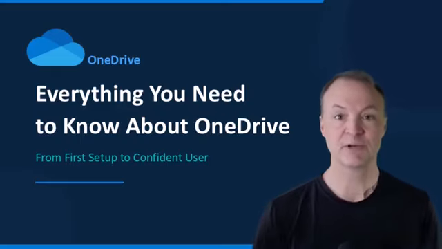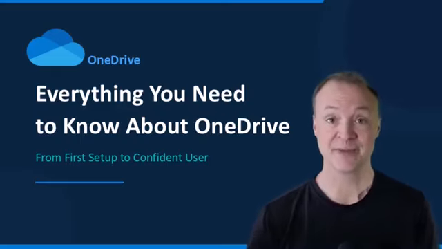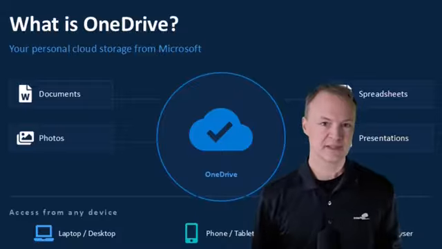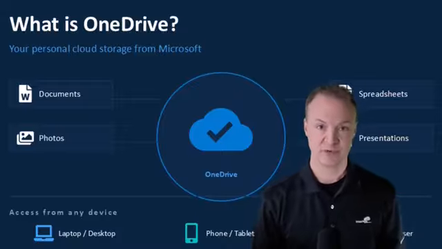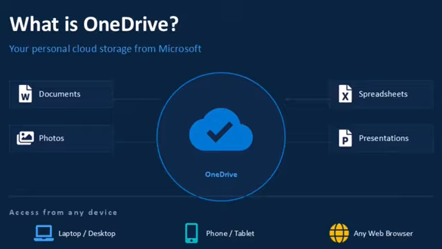In this video, I'm going to walk you through everything you need to know about Microsoft OneDrive. So let's start with the basics. What actually is OneDrive? OneDrive is your personal cloud storage from Microsoft, just like Google Drive is for Google. Think of it as your space in the cloud where all your files, your documents, your photos, spreadsheets, presentations are stored. They're backed up and accessible from any device, your laptop, your phone, a browser, or even someone else's computer. If it's in OneDrive, you can get it.